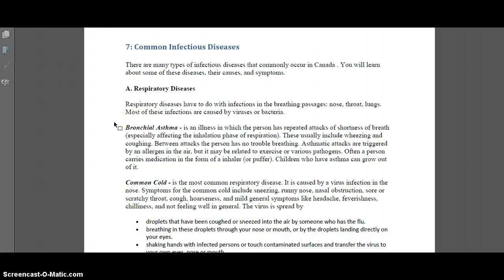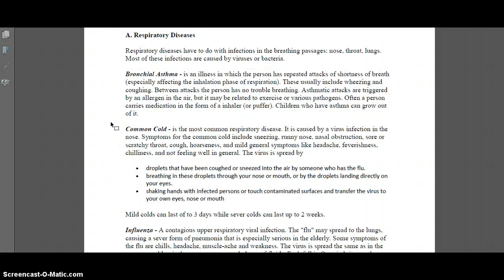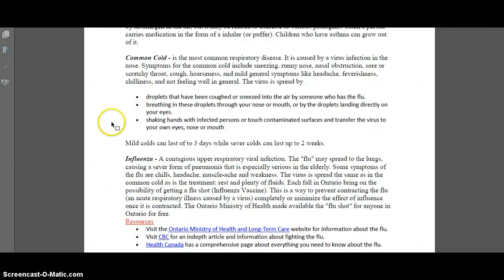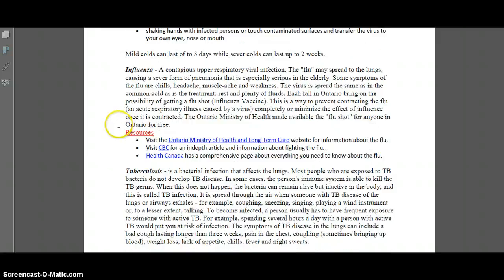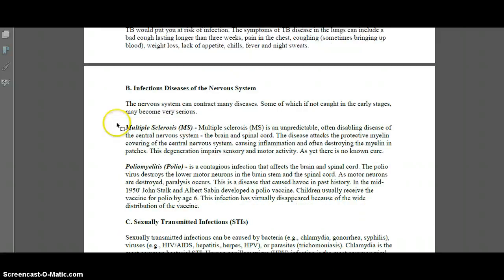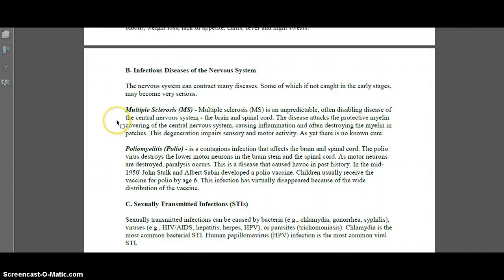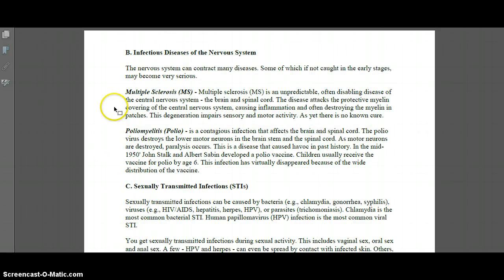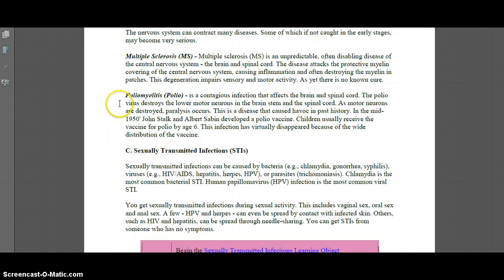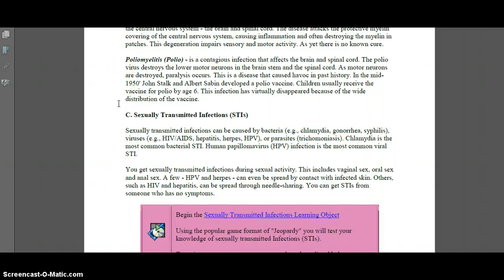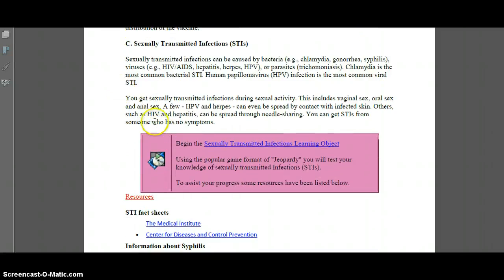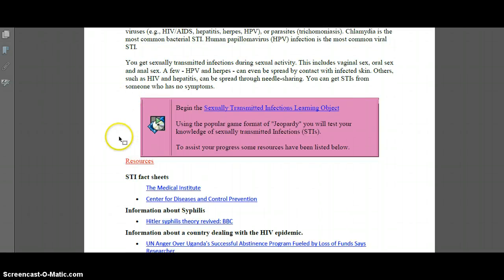Part 7 talks about common infectious diseases. Most of these you've heard of: the common cold, influenza is just the flu. Infections of the nervous system, again, you've probably heard of one or both of those. Some STIs, sexually transmitted infections. Again, here's a little game activity you can go to test your information.